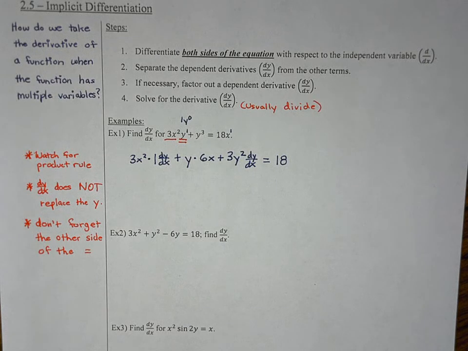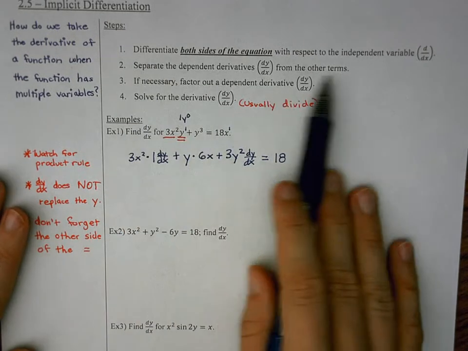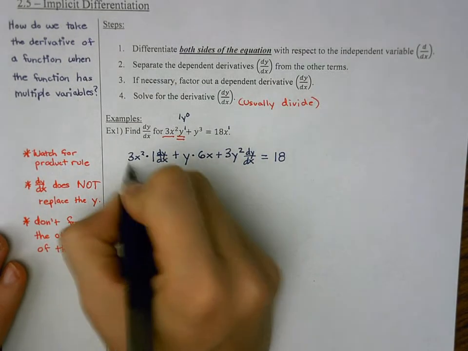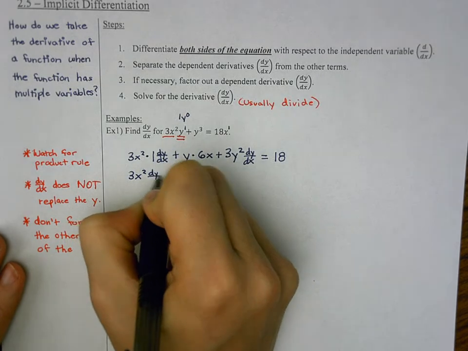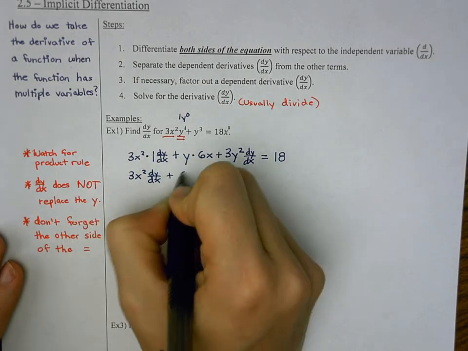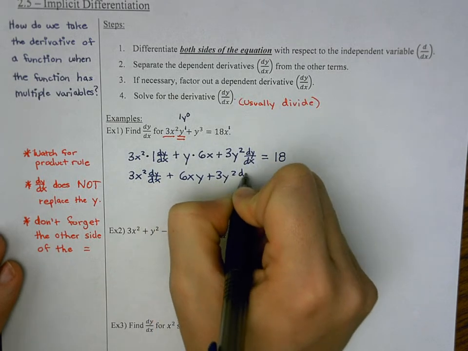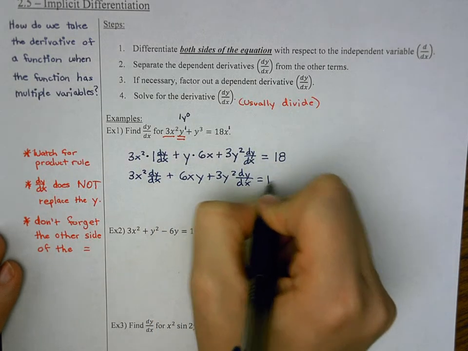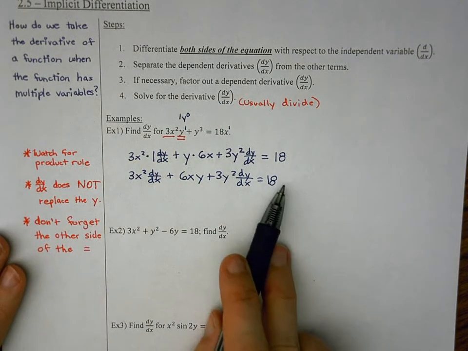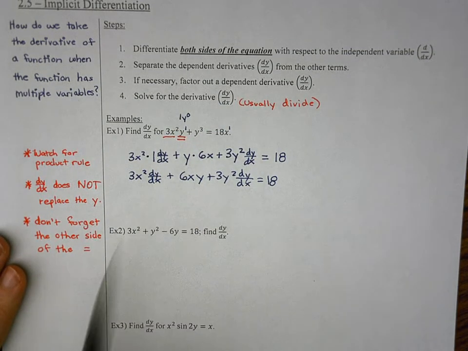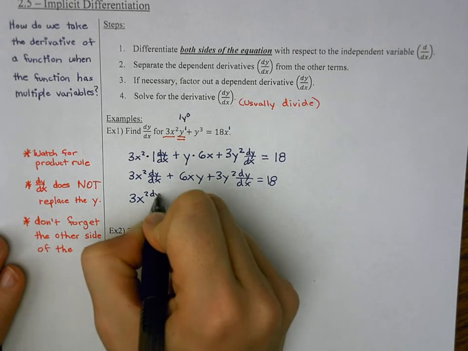Okay? After that, the next 3 steps are all algebra. We're going to separate the dependent derivatives from the other terms. And so I'm really quickly here just going to clean this up. 3x squared times 1 is 3x squared. We've got our 6xy. Okay. So separate the dependent derivatives from the other terms. Well, 18's already over here, but this 6xy doesn't have a dy dx attached to it. So I'm going to subtract that 6xy to the other side.